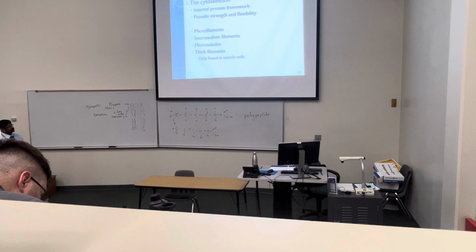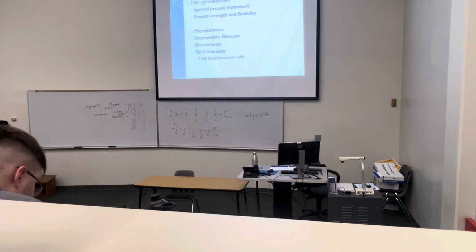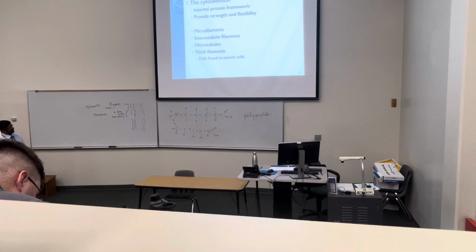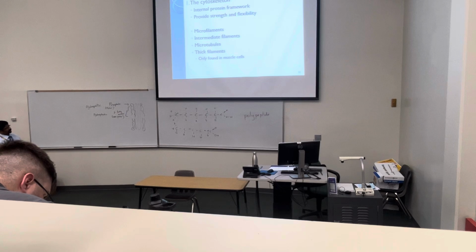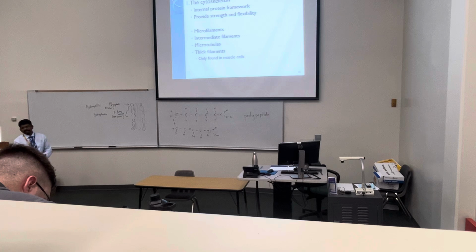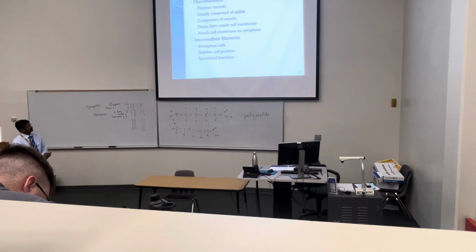Okay? We have really three types of cytoskeleton. We have microfilaments, intermediate filaments, and then microtubules. I don't know why this is listed separately as part of our microfilament. I think your book has it as four. It's really three. The thick filaments are microfilaments, and the thin filaments we'll talk about. But these are the three types of cytoskeleton.